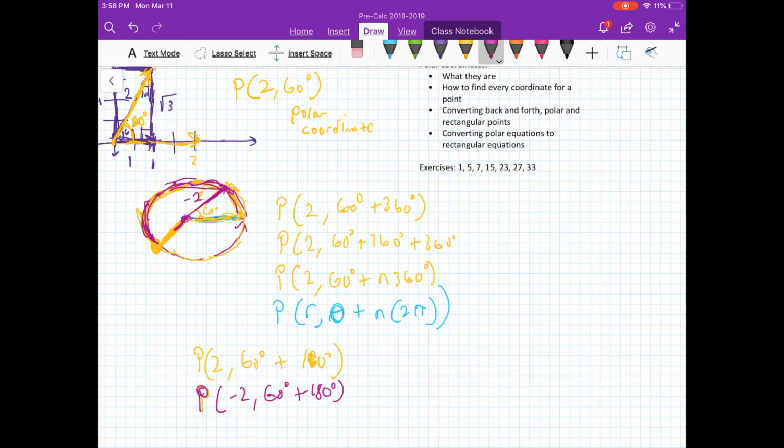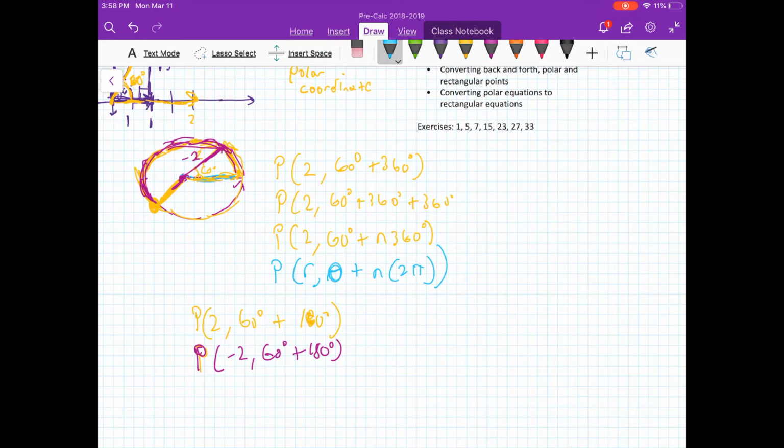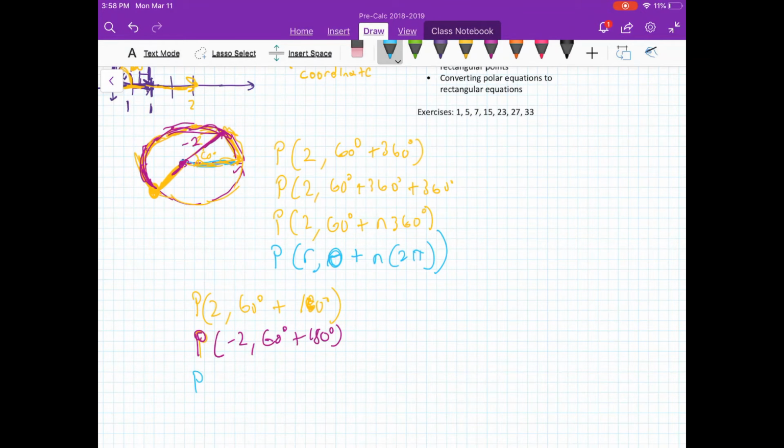In a general form, and we should probably write this down as well, I could write P where it's negative the radius, and then theta plus pi. If we were to have theta and we added pi to that, that would give us the opposite of the angle we're looking for. And then if I went from there and added 2 pi, or even better, some number times 2 pi, that would equal the same angle.